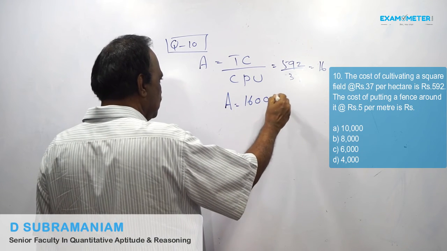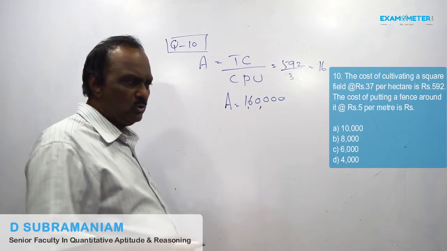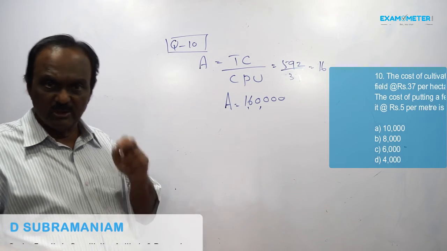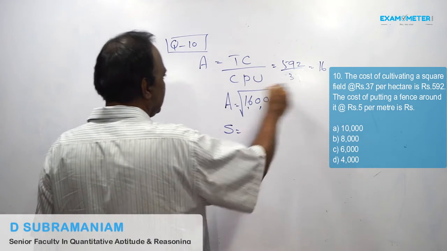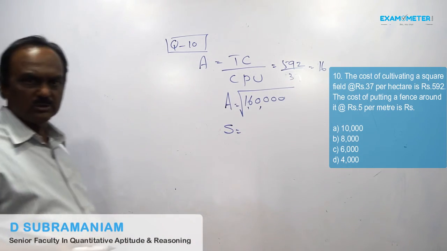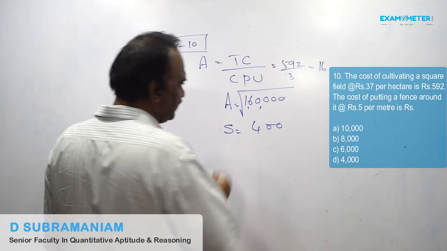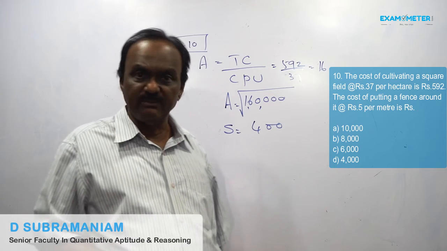1 hectare is equal to 10,000 square meter. 16 hectares will be 1,60,000 square meter. Therefore, side is equal to root of area. Root of 16 is 4. For 4 zeros, you take 2 zeros. So side is 400 meters.